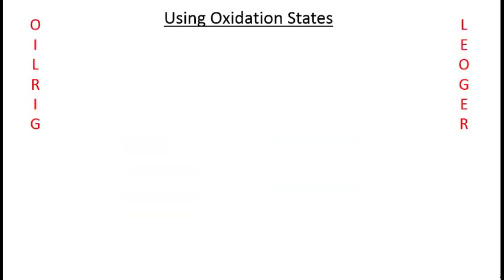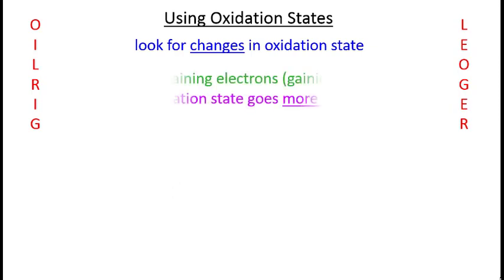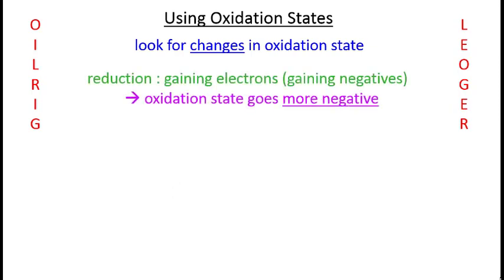We're going to use oxidation states to identify reduction and oxidation processes. What we are really looking for are atoms whose oxidation state changes on going from the reactants to the product. The change of oxidation state indicates that electrons have been gained or lost. We know that reduction occurs when a chemical species is gaining electrons. If we think of this as gaining negatives, we look for the oxidation state to go more negative.